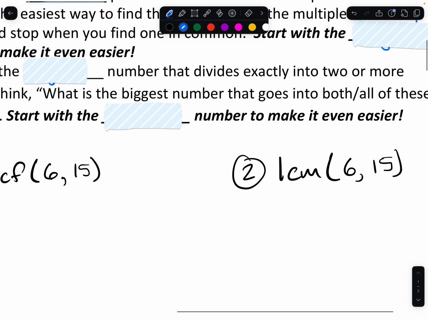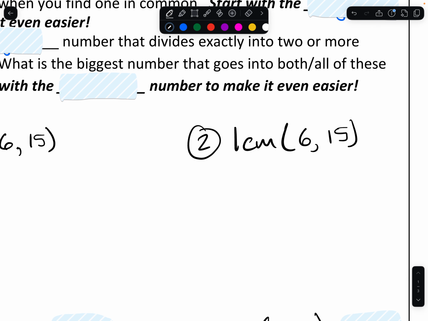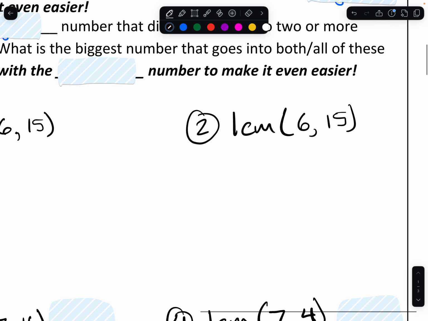All right, so zooming in. If we want to find the least common multiple of 6 and 15, let's list out the multiples of 6. That's counting by sixes. If you can do that in your head, great. If you want to look at a multiplication table or check your work on a calculator, I do not mind. Go ahead and do that.